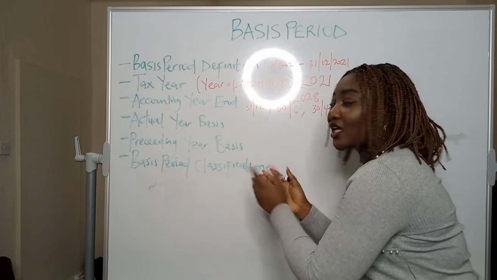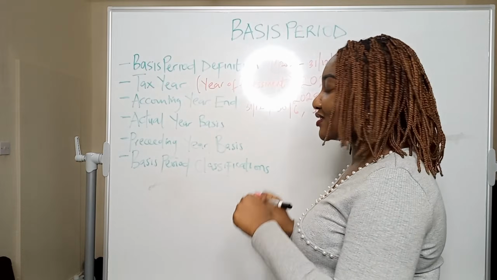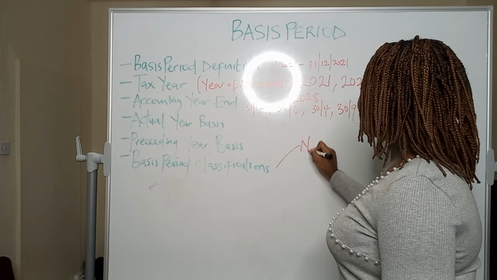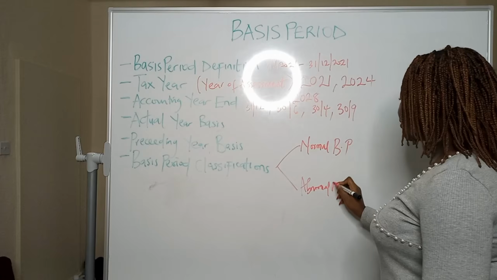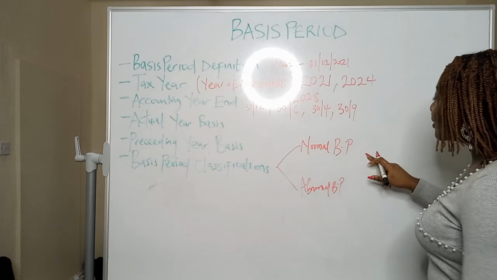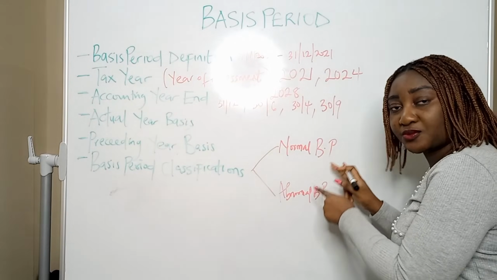So basis period classifications. We are moving fast because we're already in March and we have to cover the syllabus before May. Basis period classifications, we have normal basis period and abnormal basis period. Okay, now I'm classifying this basis period into two. Normal basis period have some features, and the abnormal basis period is the opposite of the normal basis period features.